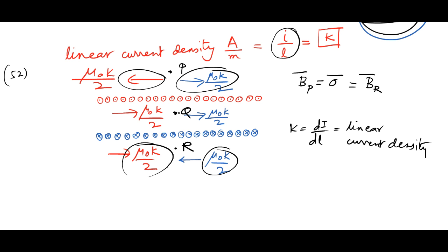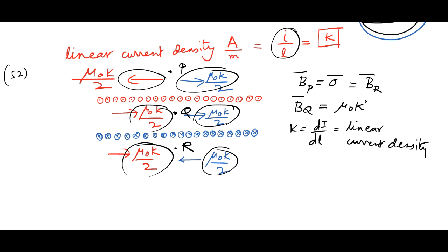Now for point Q, the situation is a bit different, because these two fields are in the same direction, and so I have to add their magnitudes. So the field at point Q, which is in between, it could be any point in between actually, is just double of mu naught k by 2, and that's mu naught multiplied by k.